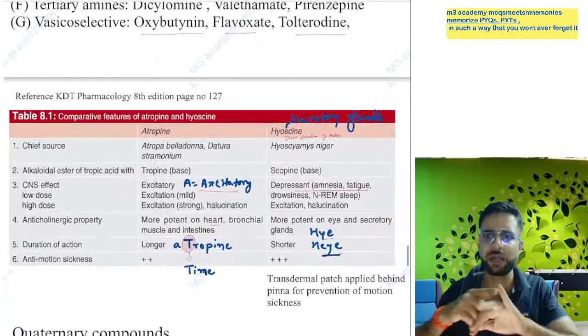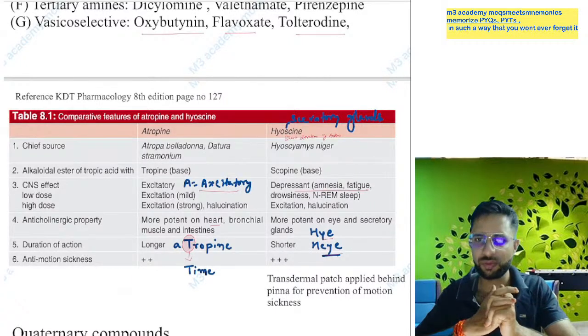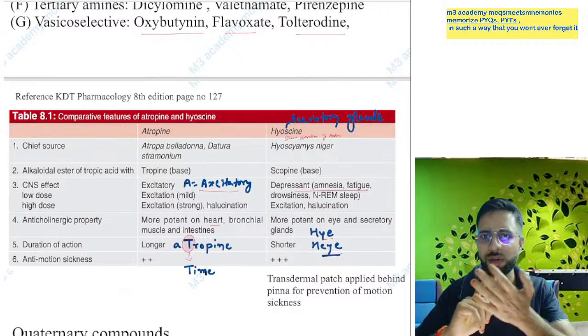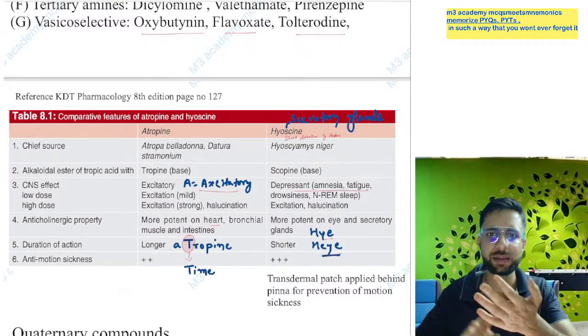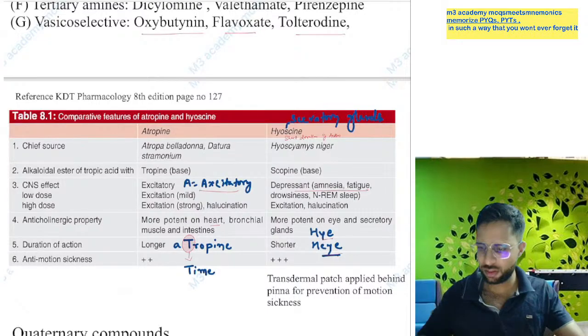Just remember atropine में क्या आता है, T for the time. So this is longer acting. Hyoscine is the S for shorter acting. Hi means I, S means this is more potent on the eye and the secretory glands. Yes, and एक और चीज यहाँ पे है, depressant action on the CNS.